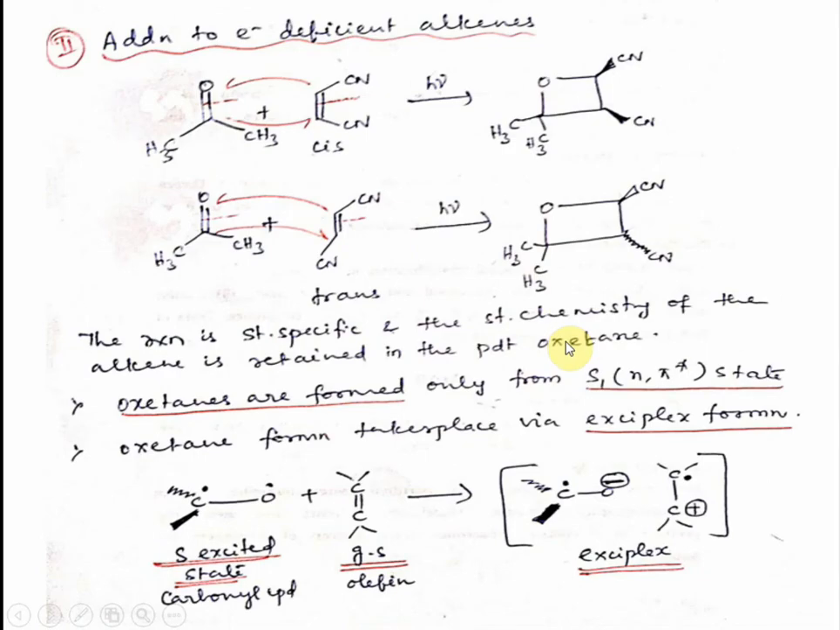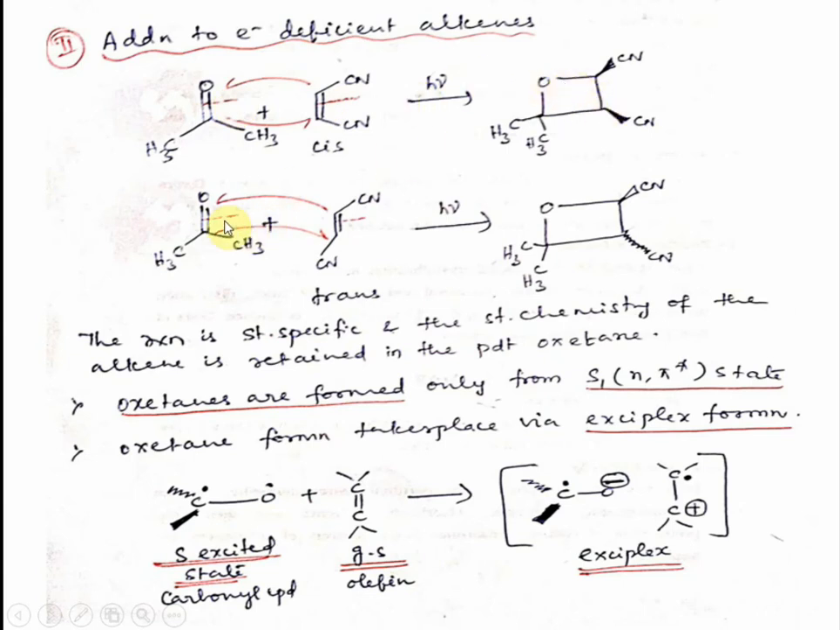Next one is addition to electron deficient alkene. What is the alkene we are taking? The alkene is having CN groups, which is an electron withdrawing group. Therefore, the alkene is called electron deficient alkene. Here we are taking both cis alkene and trans alkene, and we are taking acetone, that is ketone. First in presence of sunlight, this C=O will get cleaved homolytically, and this carbon will have one electron, oxygen will have one electron. Similarly, in alkene, if this carbon-carbon bond is homolytically cleaved, carbon 1 will have one electron, carbon 2 will have one electron. Direct addition in presence of light, there will be formation of oxetane.